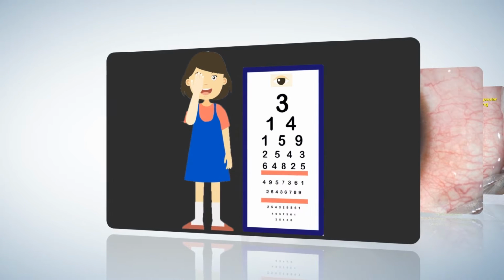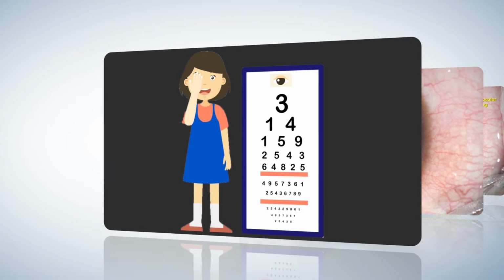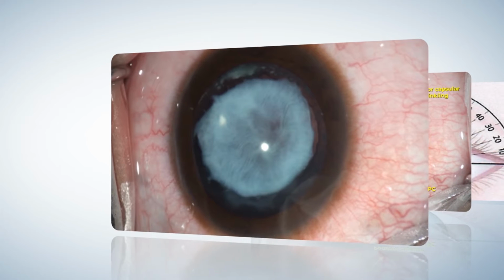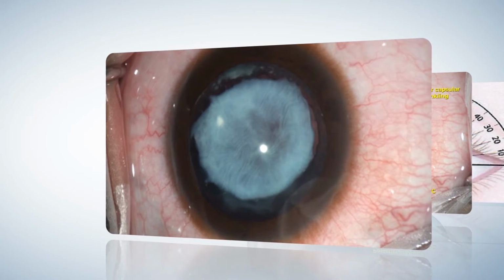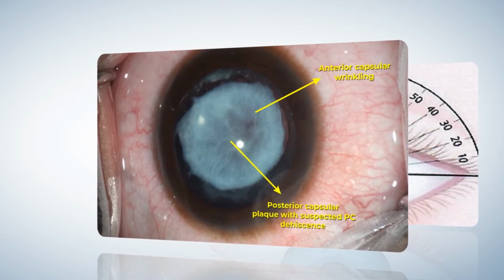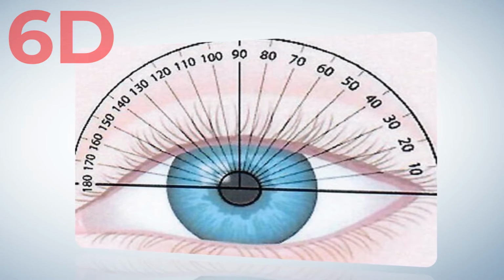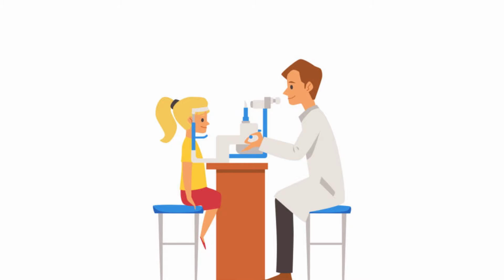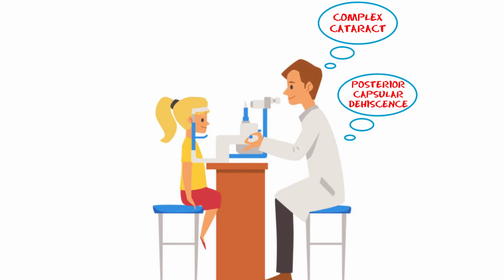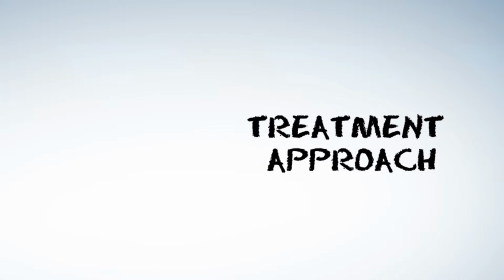So coming to the case, a 10-year-old girl presented to us with a visual acuity of counting fingers 1 meter in her left eye, a partially absorbed cataract, anterior capsular wrinkling, posterior capsular plaque with a high corneal astigmatism of 6 diopters. Now what we've got is a complex cataract and an anticipated posterior capsular dehiscence. And this, with the aim of implanting a premium IOL, surely demands the right treatment approach.